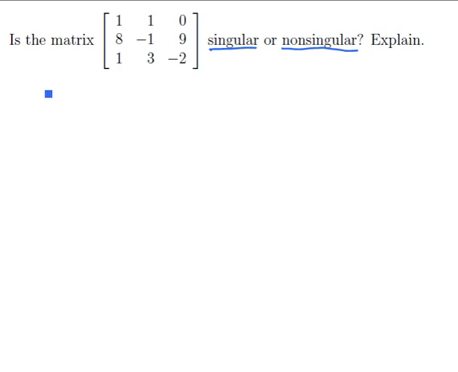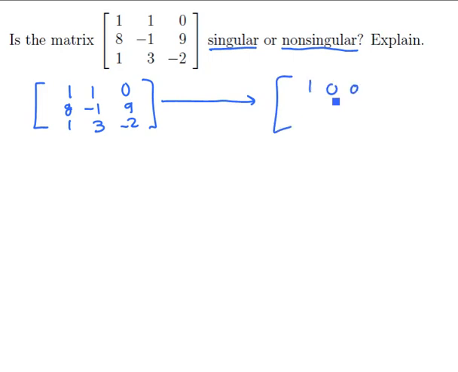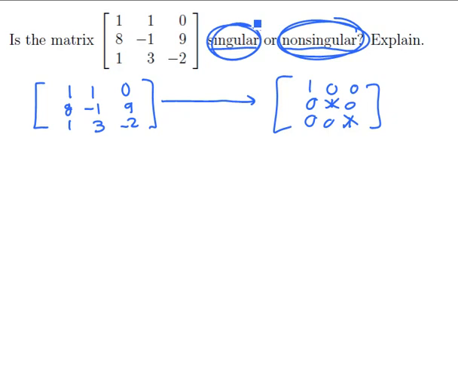All we have to do is to take our original matrix, 1, 1, 0, 8, minus 1, 9, 1, 3, minus 2, and row reduce it. If we can row reduce this down and get the identity at the end of our work, then this matrix would be non-singular. And if we can't do that, if we somehow manage to lose one of our pivots, then it will be singular. So that's going to be our goal.